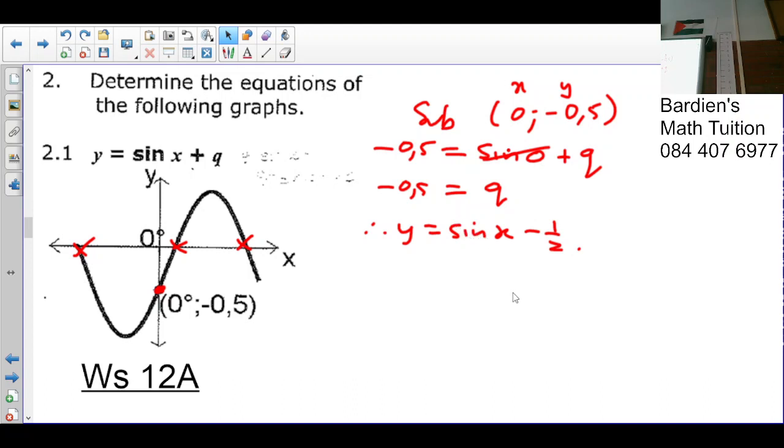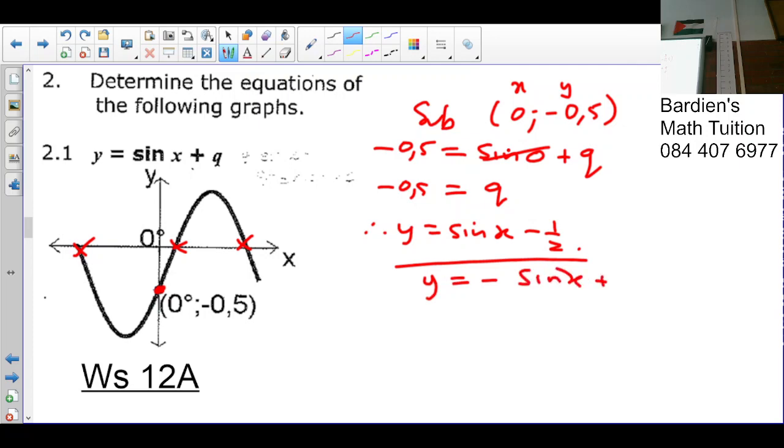Y is equal to? Negative sine x now. You must remember this is your 0 here. If it was, she's saying, mustn't it be y is equal to negative sine x plus minus half? Is that what you're saying?